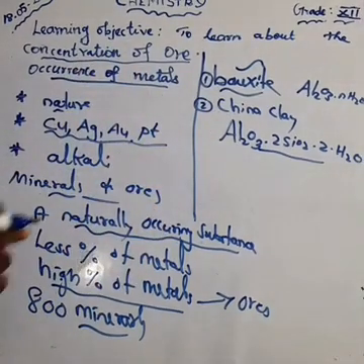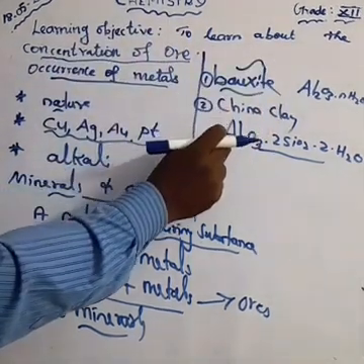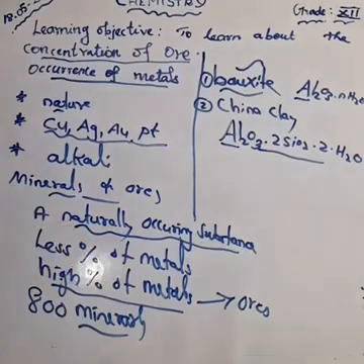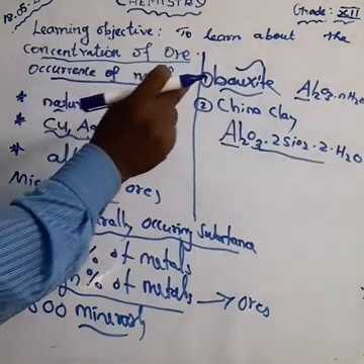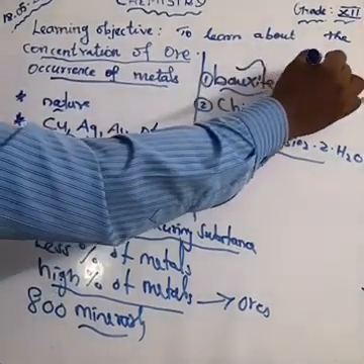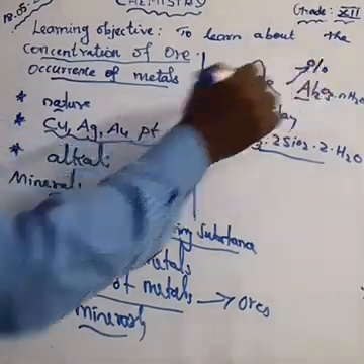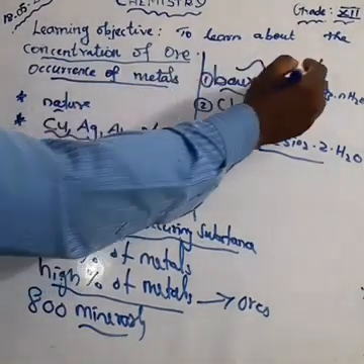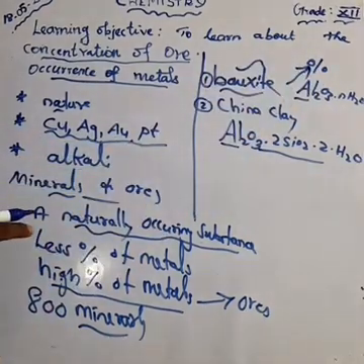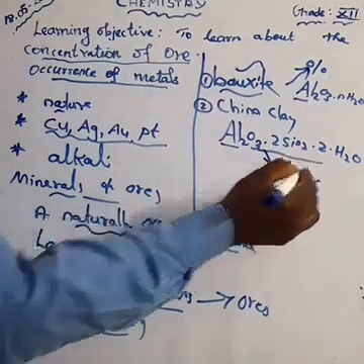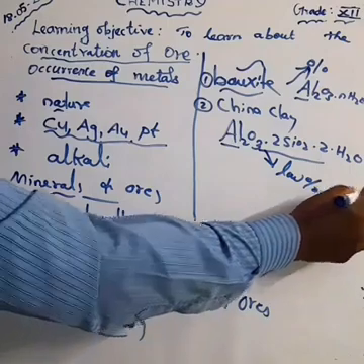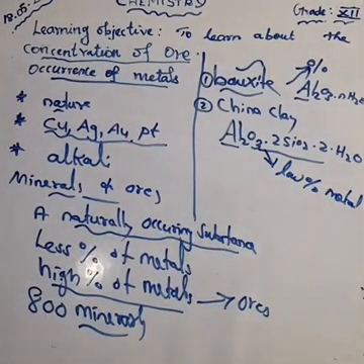What is the reason? Bauxite and china clay both contain aluminium metal, but aluminium is extracted only from bauxite, because bauxite has a high percentage of aluminium metal. Compared to bauxite, china clay is only a mineral because it has a small percentage of aluminium. So we can conclude that bauxite is the ore of aluminium, while china clay is a mineral of aluminium.